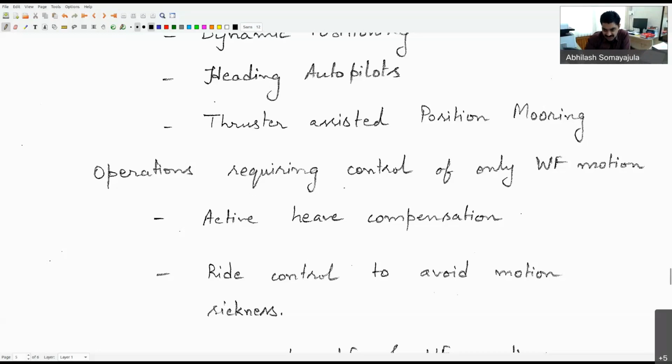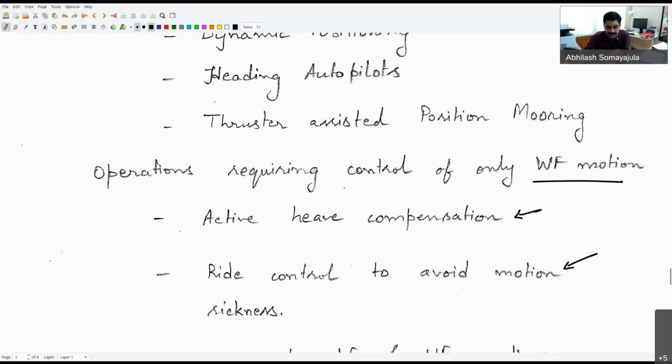So active heave compensation is one way to do that, where we require the wave frequency motion. Similarly, for passenger ships, you might be interested in a ride control in order to avoid motion sickness. And that can be done in different ways. The control can be done using gyroscopic effect. So you may have a very large gyroscope or a flywheel which is rotating, and once the ship is coming in contact with the waves, because of the gyroscopic effect, the ship will not roll as much. So these are mechanisms where you're trying to figure out what is the wave frequency motion and compensate for it.